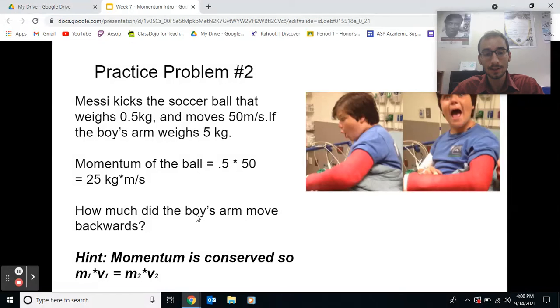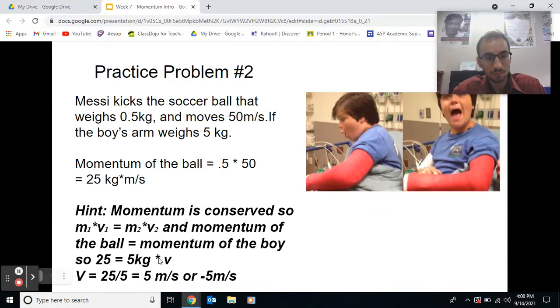Okay? Hint, since momentum is conserved, you should set the boy's velocity and mass equal to 25. So you have the momentum of the ball is equal to the momentum of the boy's arm. So 25 is equal to the mass of the arm, 5, times the velocity. And use algebra to solve for the velocity of his arm. So you take 25 divided by 5 to get 5 meters per second, or negative 5 meters per second if you want to represent that the arm is flying backwards. And that's why it broke, because the arm flew back so fast.